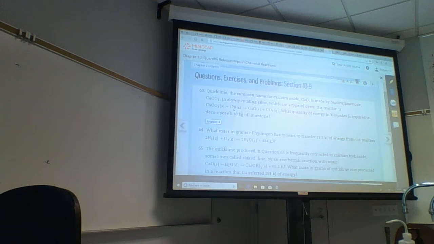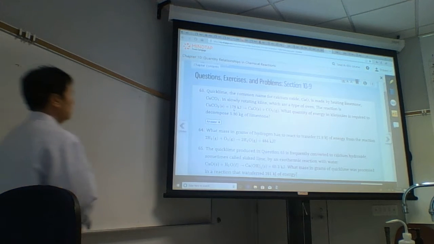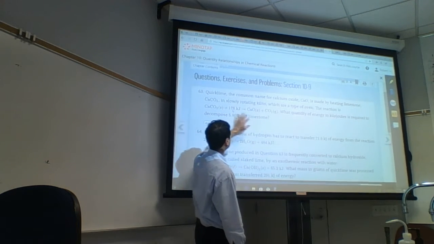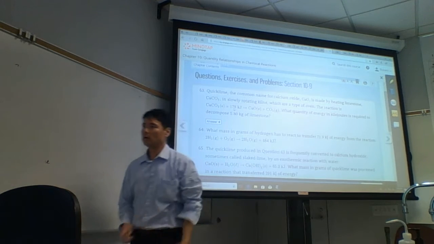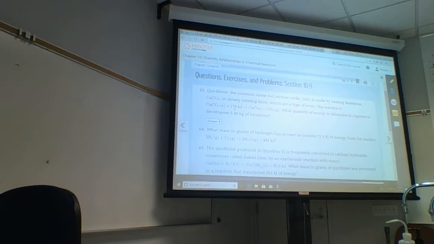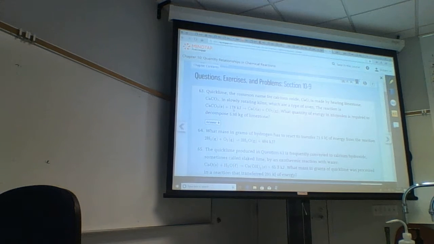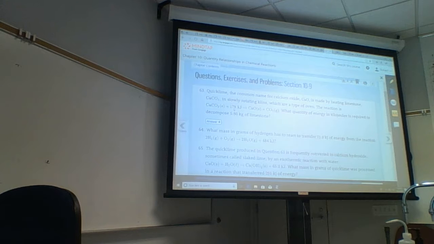And so what we do is we use this just like a conversion factor. This is 1, this is 178, this is 1, this is 1. We'll just use it as a ratio, just like everything else. We want to decompose 5.80 kilograms of limestone. Limestone's calcium carbonate. So we convert from kilograms to grams. The kilograms cancel, that gives us grams of calcium carbonate. And then we've got to go to moles. Stoichiometry, the heart of the math is moles.